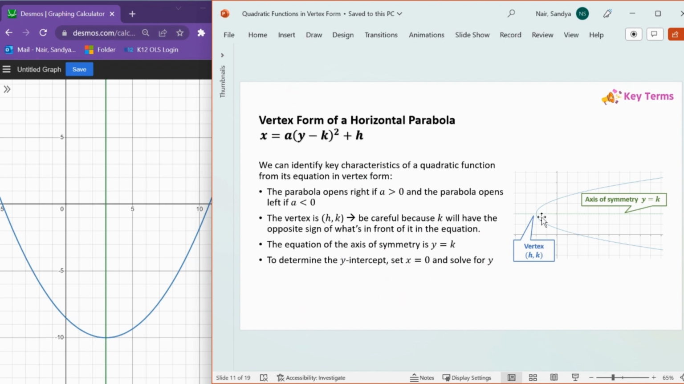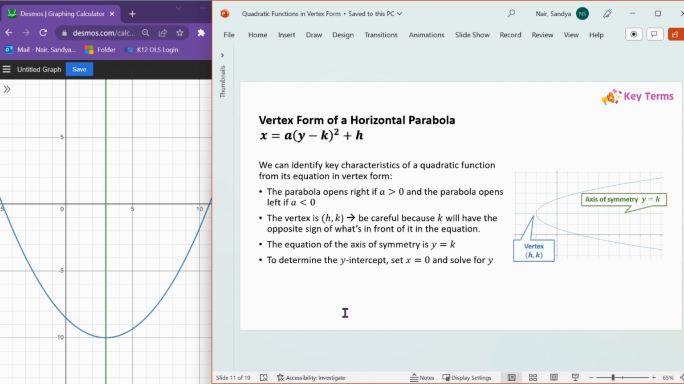So now let's learn about vertex form of a horizontal parabola. A horizontal parabola is like a sideways parabola. Okay, so that vertex form is going to be x equals a times (y - k) squared plus h. So notice here that the y is going to be the square term. So that's what makes it a horizontal parabola. So based on this equation, we can still identify the key characteristics. Based on a, it's going to decide whether the parabola opens right or opens left. If a is positive, if a is bigger than 0, it's going to open right. If a is negative, if a is less than 0, it's going to open left.